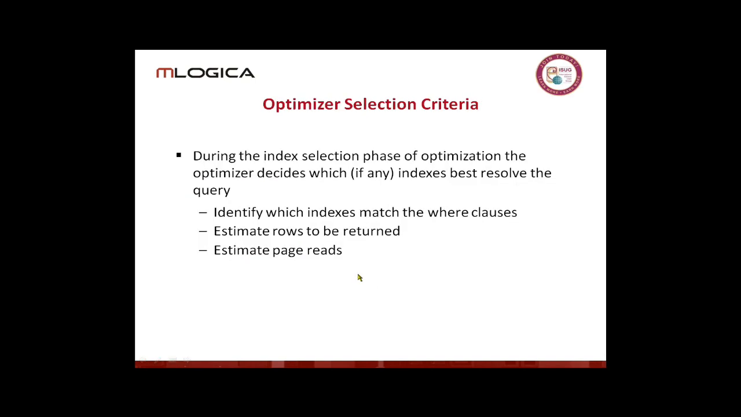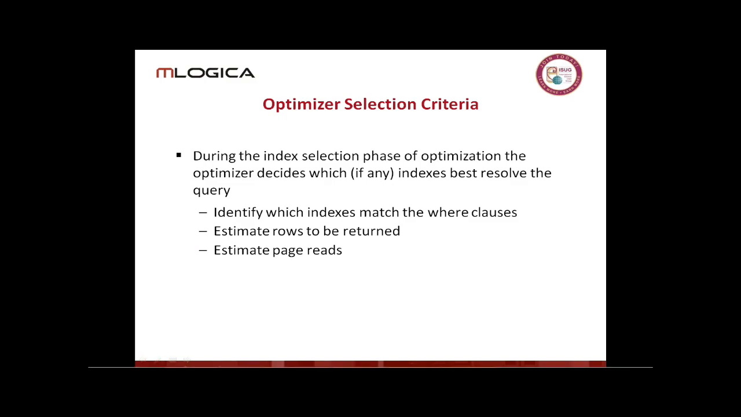So how does the optimizer do its selection? Well, the optimizer is going to identify what indexes match the where clause. Note that if the index doesn't match the where clause, it's probably a waste of time. Why is it a waste of time? Well, if I say, give me all of the people whose last name starts with a G, if I don't have an index on last names starting with a G, it really doesn't make a lot of sense to go out there and play too hard.